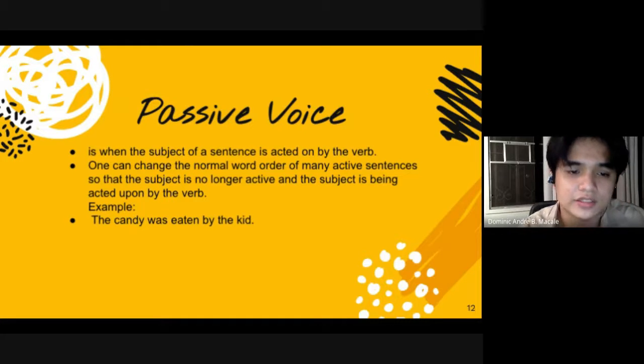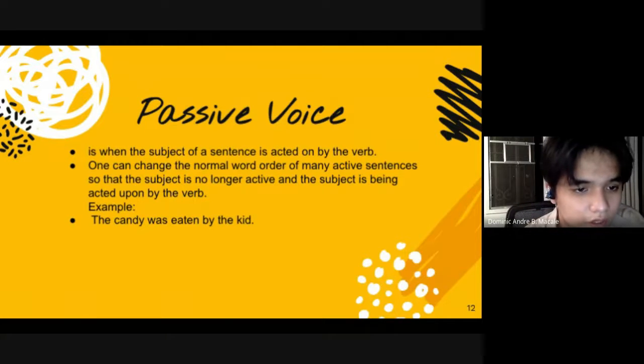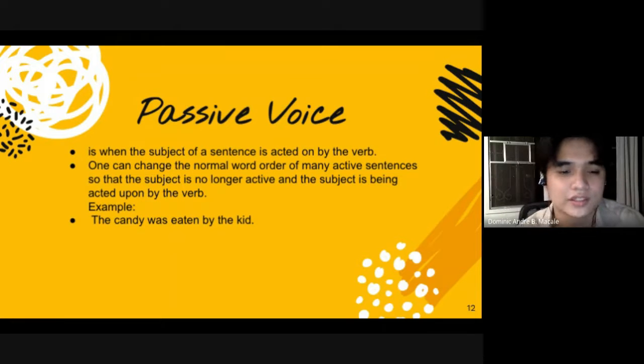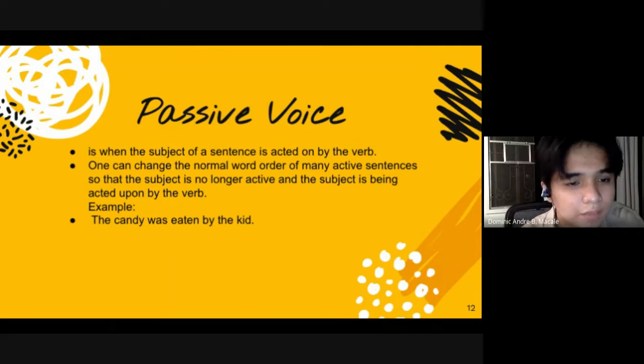when the subject of a sentence is acted on by the verb, the voice of the verb is in passive voice. One can change the normal word order of many active sentences so that the subject is no longer active. Let me repeat that. When the subject of a sentence is acted on by the verb, the voice of the verb is in passive voice. One can change the normal word order of many active sentences so that the subject is no longer active and the subject is being acted upon by the verb.